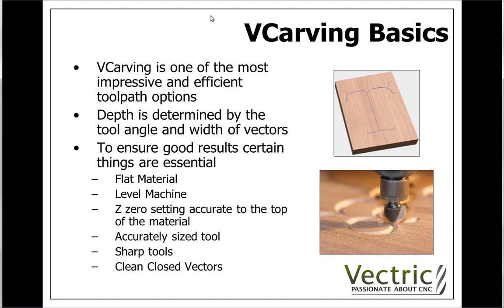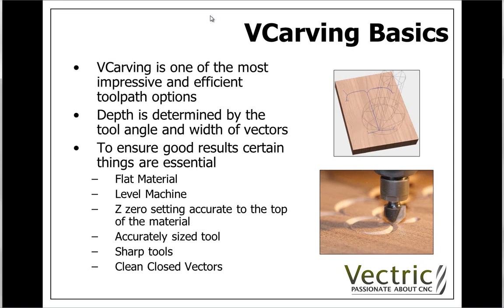Finally, another aspect not related to the physical aspects of the machine is that within the software you need to have nice, clean, closed vectors. By having clean, smooth lines, that's going to ensure you get a nice, clean, smooth carving. The vectors need to be closed so that software knows the area within that you want to V-carve. It won't actually accept open vectors for V-carving, and it would give you a warning about that if you tried to use them.